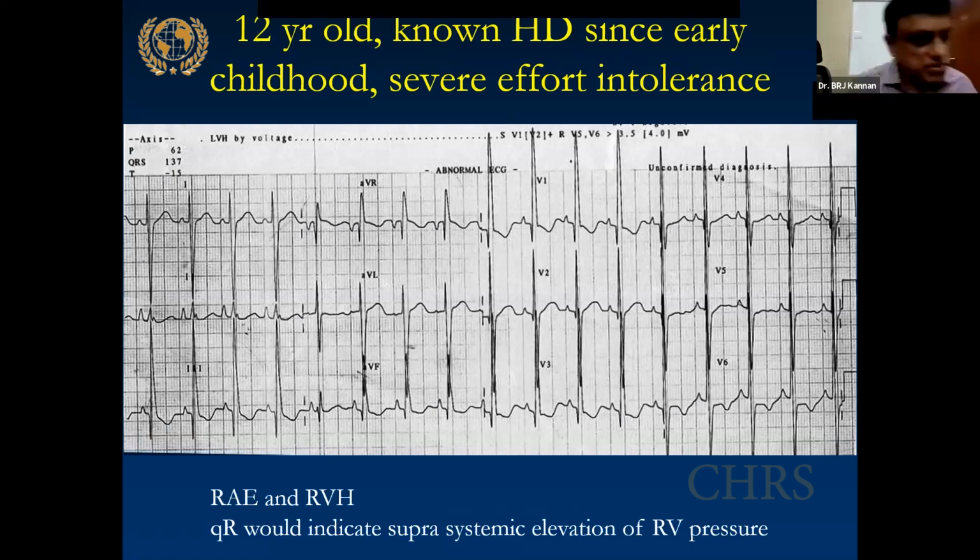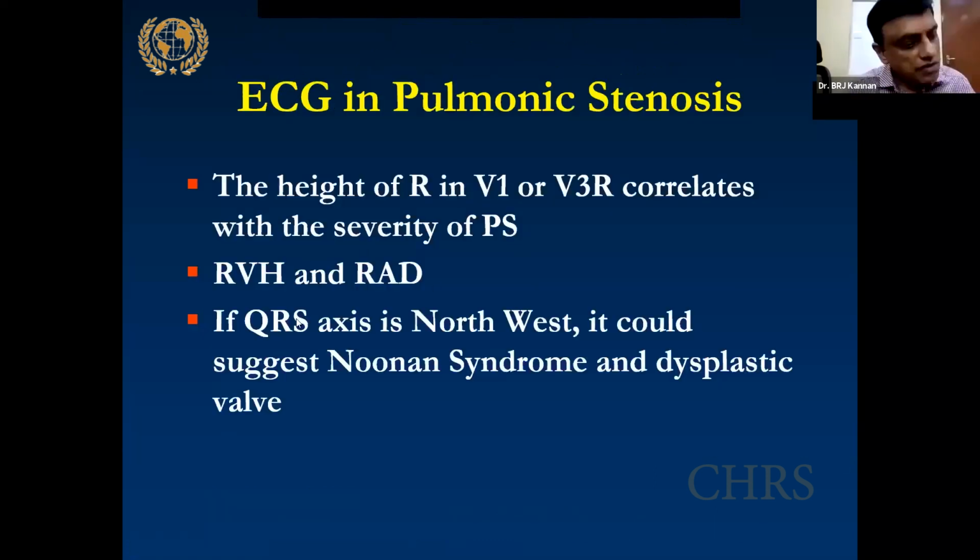So ECG in pulmonic stenosis: the height of R in V1 and V3R correlates with the severity of the pulmonary stenosis. There will be right ventricular hypertrophy and right axis deviation. The QRS axis is northwest. Just remember this. In a child whom you have diagnosed as pulmonary stenosis, the QRS axis is northwest. This is peculiarly seen in patients with Noonan syndrome.